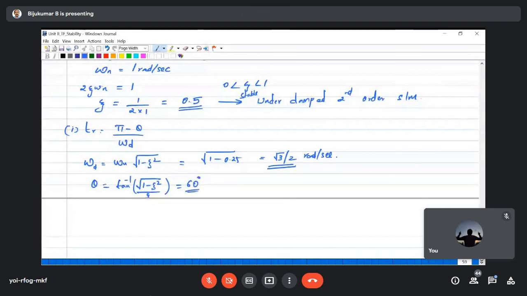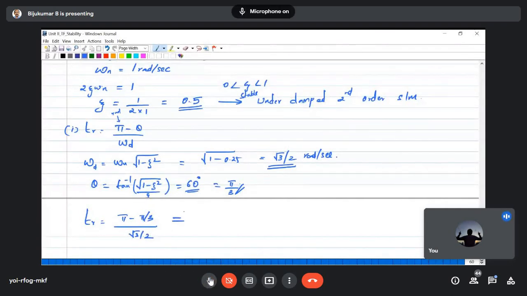Pi by 3. See, in this relation theta is in radians, so we have to convert this to radians. That is pi by 3. So TR becomes pi minus pi by 3 divided by omega d. Omega d is root 3 by 2. So what is TR? 2.41, yes. 2.41, the unit is seconds.